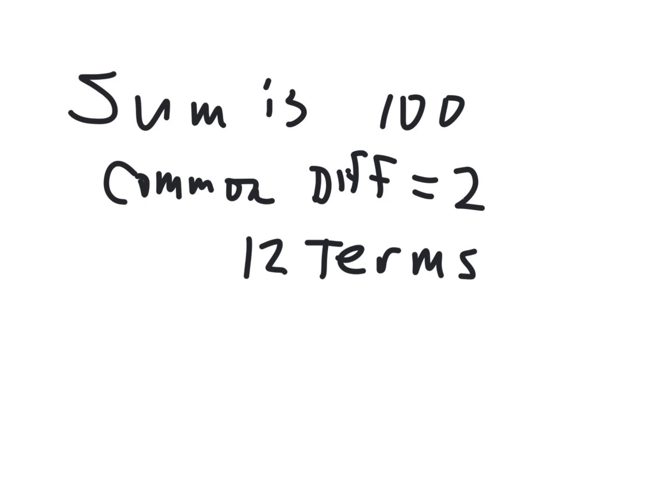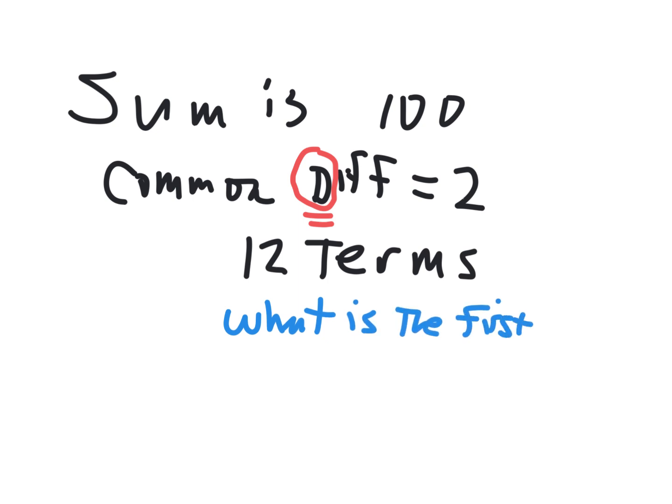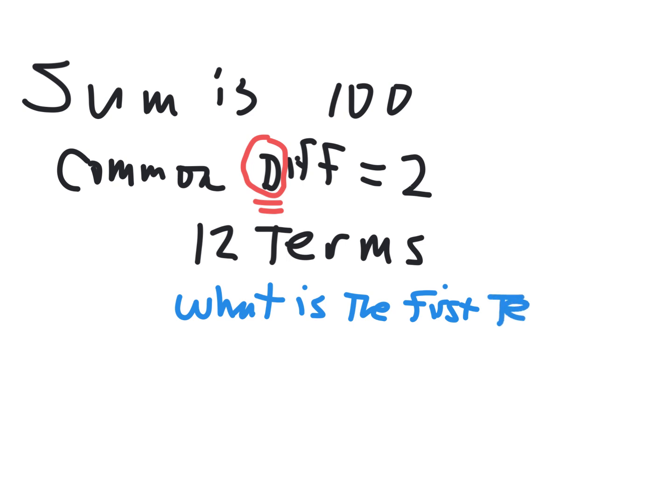So on our first word problem, the sum is 100, the common difference, D, is 2, and there's 12 terms. Now, so far I haven't even asked you the question. I just stated a bunch of facts. And the question is actually, what is the first term? Now, don't be surprised if it's a decimal. That's legal. It doesn't have to be a nice clean number like 20.